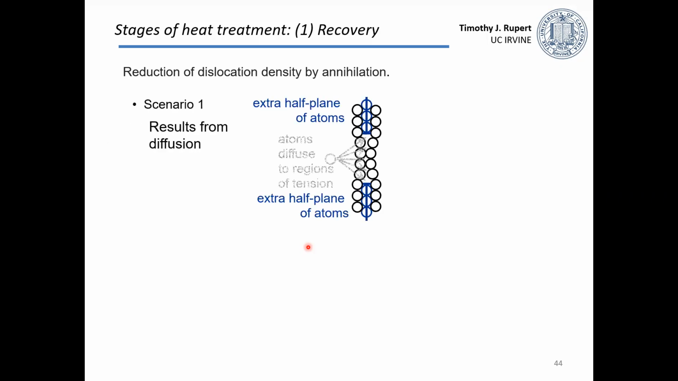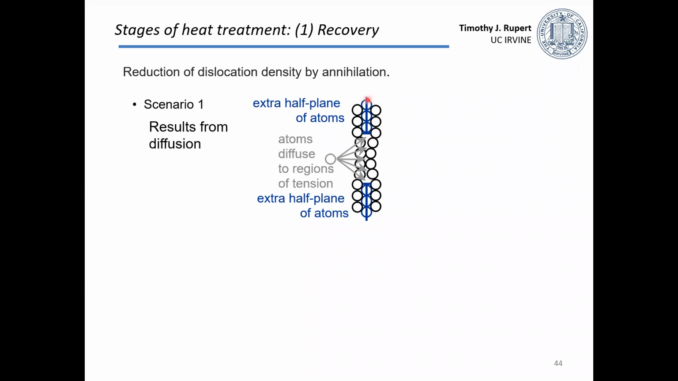In recovery, our strength slowly starts to decrease because we're reducing the dislocation density. We're giving the sample some time and temperature, and we're letting the number of dislocations decrease. One of the ways that this can happen is through diffusion. We mentioned if we have an extra half plane of atoms right on top of an extra half plane of atoms pointing down, these things can annihilate and there's no longer a defect.